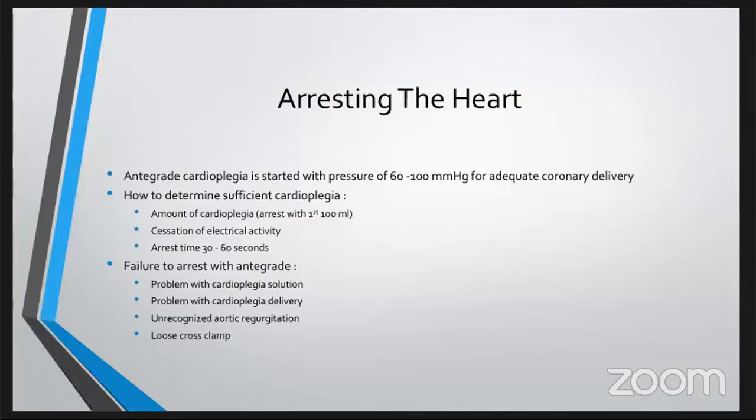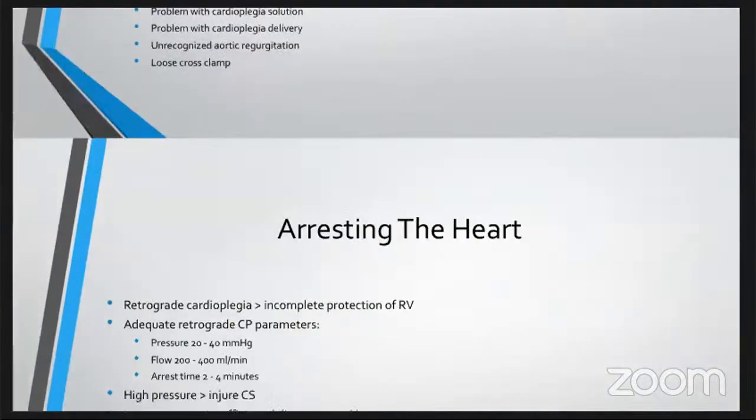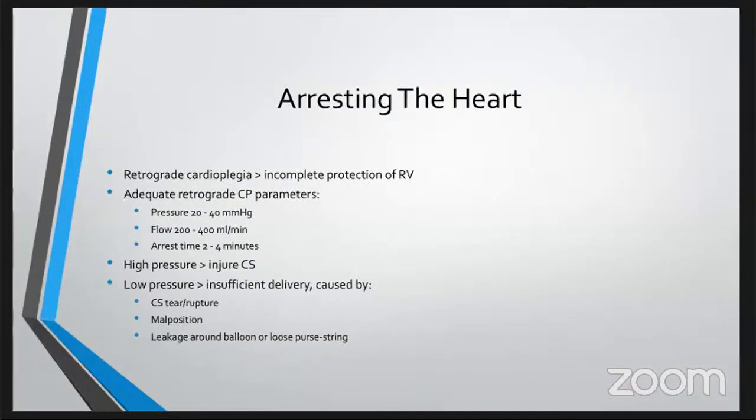For failure to arrest with antegrade, we have to check for problems with the cardioplegia solution itself and with the delivery, and whether we have unrecognized AI, and whether we have a loose cross clamp. For retrograde cardioplegia, we'll have an incomplete protection of the RV for sure. But for adequate retrograde cardioplegia parameters, the pressure should be kept around 20 to 40 millimeters of mercury, and the flow around 200 to 400 milliliters per minute, with a delayed arrest time, usually after 2 to 4 minutes.